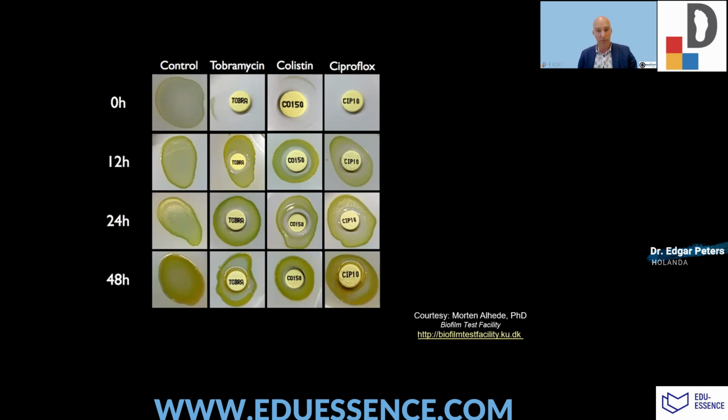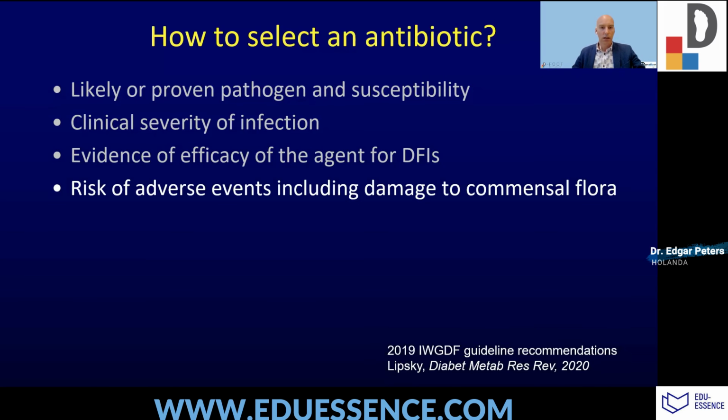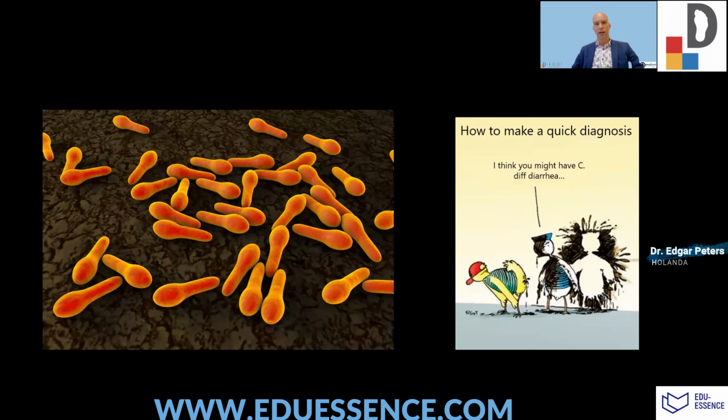And as you can see on the bottom, the antibiotics are not effective at all against the same Pseudomonas. But once again, we don't know the full ramifications of this phenomenon. Now, we also have to consider the risk of adverse events, including damage to the common cell flora. And the most important damage to the common cell flora is probably Candida stomatitis or vulvitis or Clostridium difficile diarrhea.